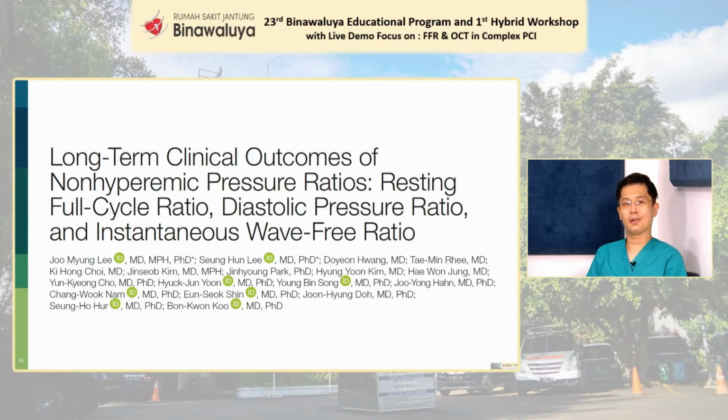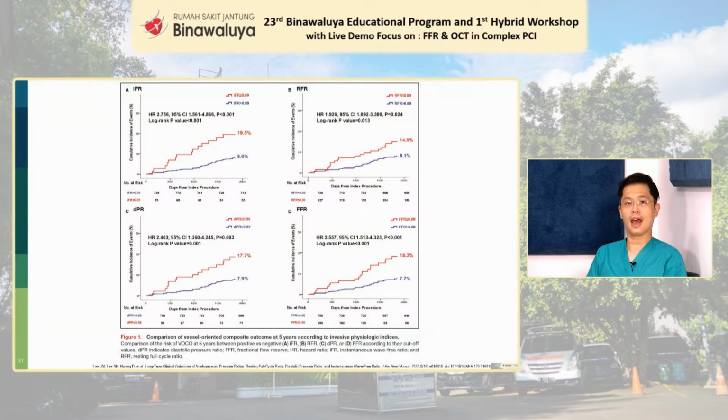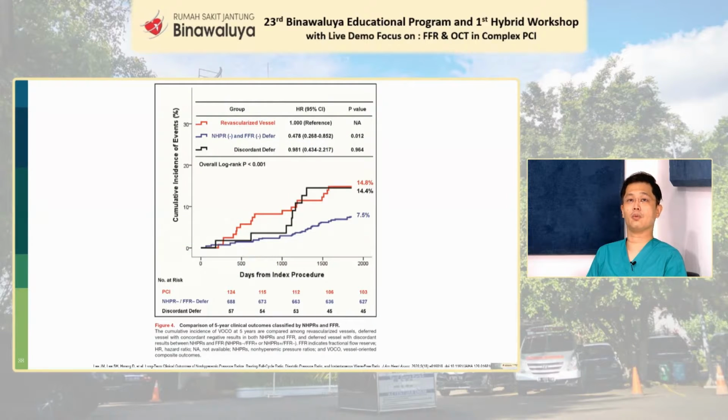Although there are multiple different reasons as to why discordance happens, we know that the vessel-oriented composite outcomes at 5 years did not actually differ very much for lesions that were discordant, and therefore I think at the present moment in time, it really is something that we should be taking note of.